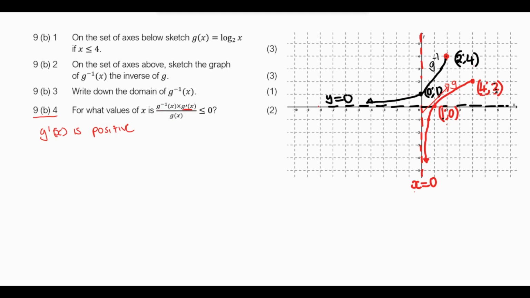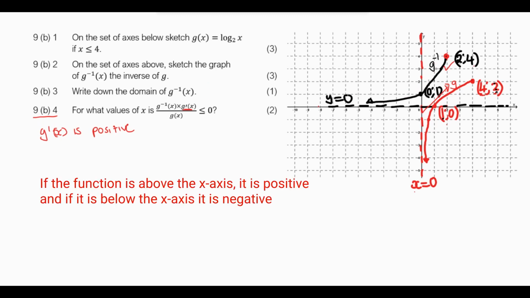The inverse of g of x, this is the graph. You see that? It is above the x-axis. The whole graph is above the x-axis. So again, the inverse of g of x is positive.